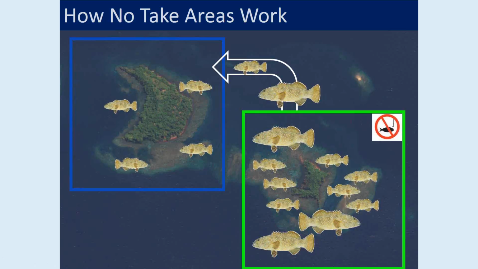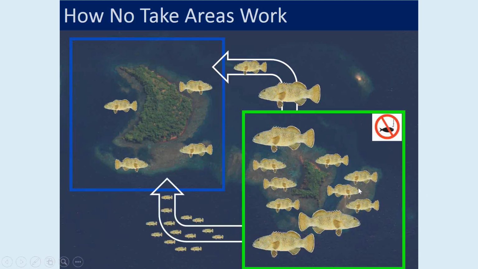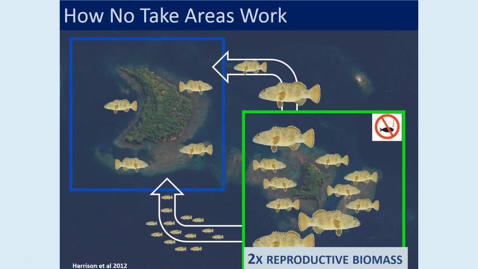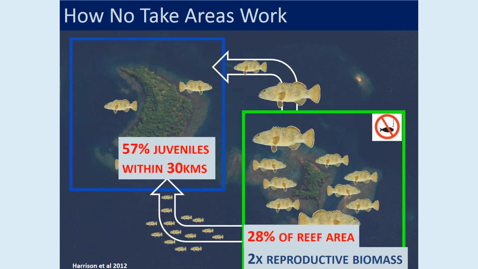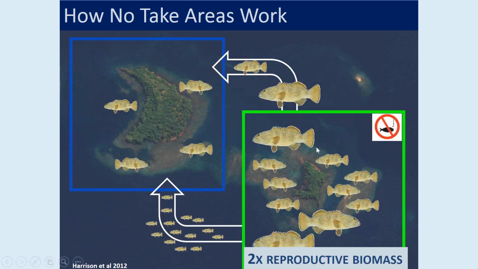But what we found recently that's very exciting is just how important these areas are to support the fishery through the spillover of larvae, because you have so many more and bigger individuals inside. One study on the Great Barrier Reef recently found that within a couple of years of closing an area no-take, there was twice the reproductive biomass inside, and even though those no-take areas were less than 30% of the reef area, they were providing nearly 60% of all of the juveniles that were supporting the fishery within 30 kilometres. So you can see just how important these areas are to support the fishery outside.